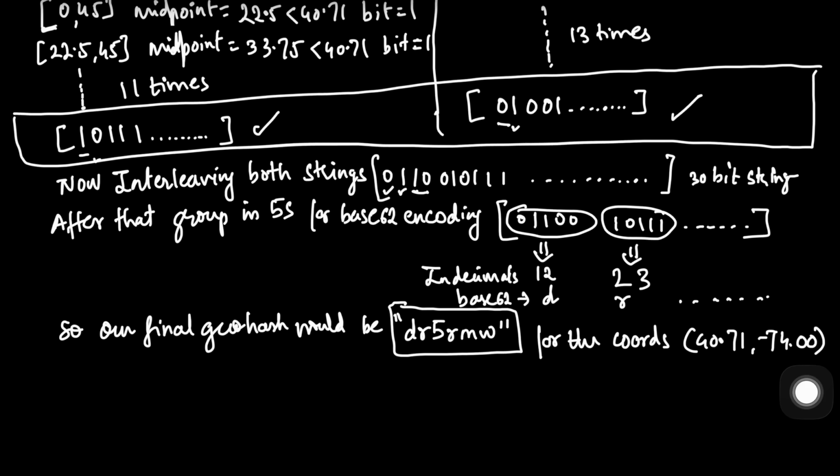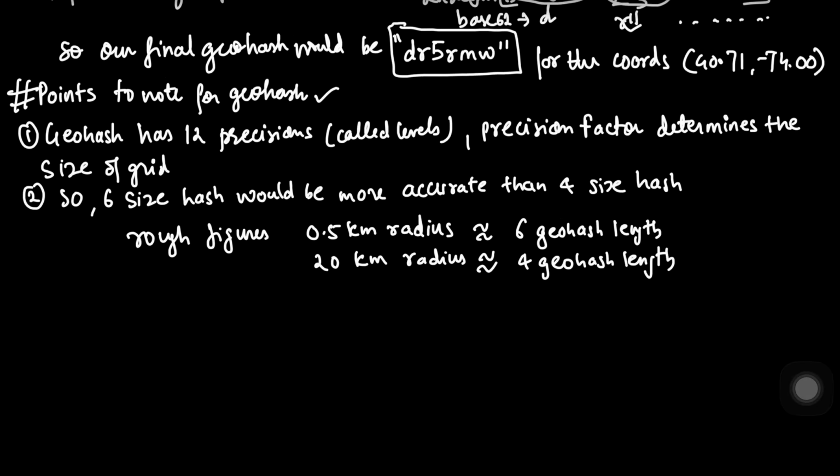So now our coordinates, which were two-dimensional, are converted into a string, and this is the magic that goes on behind the geohash algorithm. Just two points to note about geohash: it has 12 precision levels. The precision factor determines the size of the grid. So if we have, let's say, a 6-size hash, it would be more accurate than a 4-size hash.